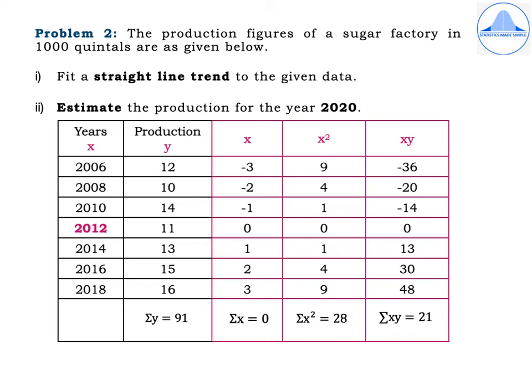Now mark the first column as X, second column as Y, and you get summation Y equal to 91. Now to fit a straight line trend equation, we need to find out summation X square, and summation XY. So we form three more columns in the table.